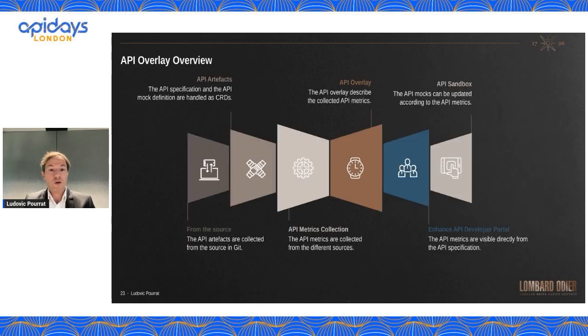So, from an overview of the overlay, it starts with artifacts that are stored in Git. We then create the specification and the mock definition as custom resource definitions in Kubernetes. Then we have a controller that fetches the metrics starting from that spec and writes them back into an overlay. And the overlay is fetched to enrich the API definition in the portal and to get better behaving mocks on the sandbox.